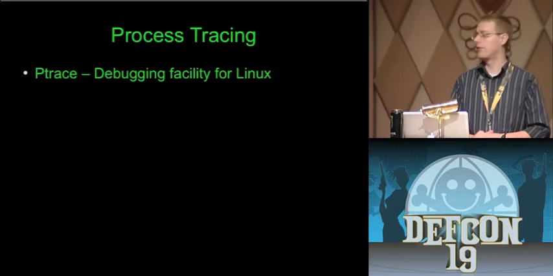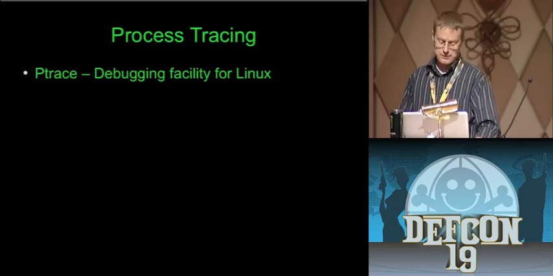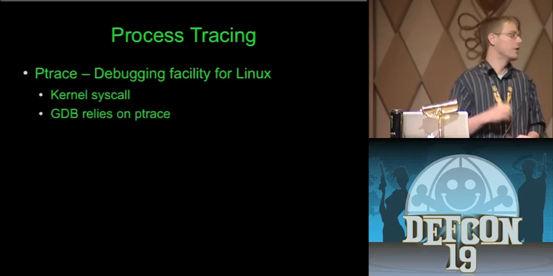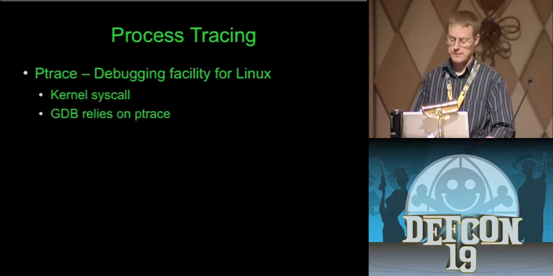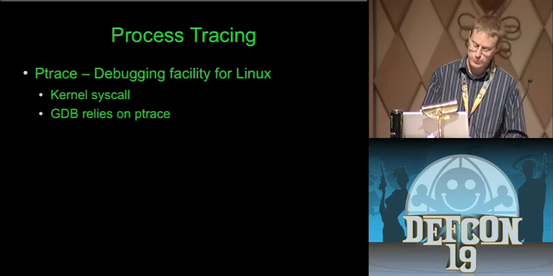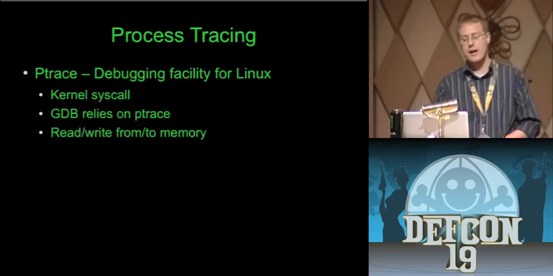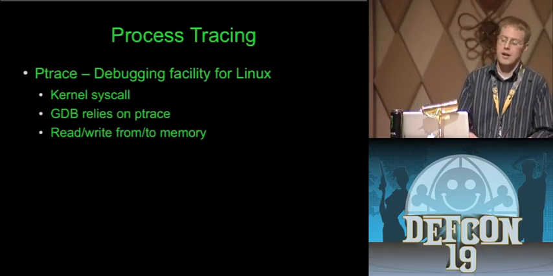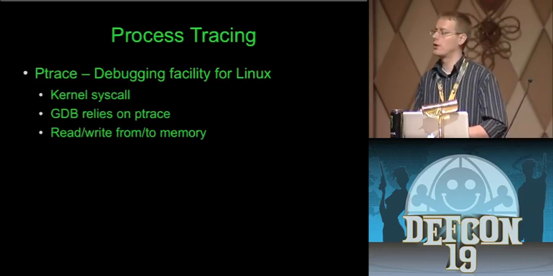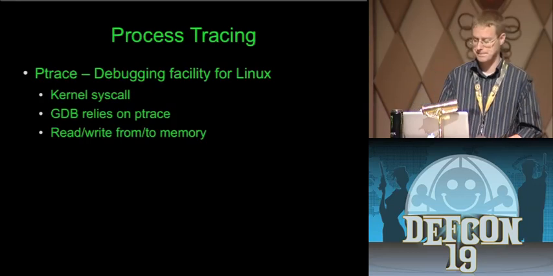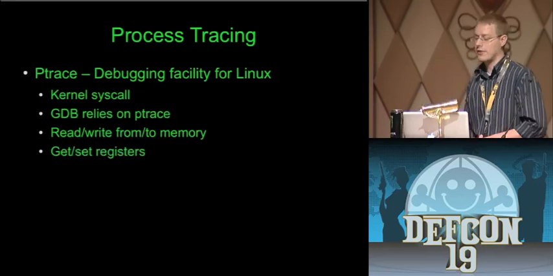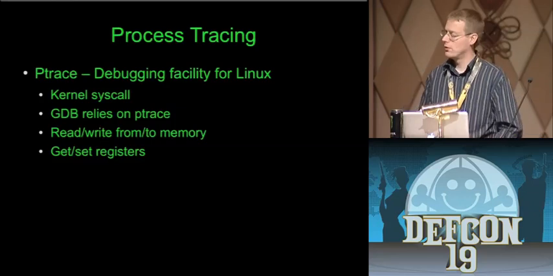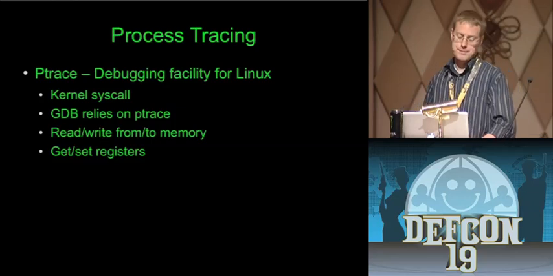ptrace is the debugging facility for Linux. It is a kernel system call, and GDB, the GNU debugger, relies heavily on ptrace. If ptrace didn't exist, GDB wouldn't. It allows you to read and write from and to arbitrary memory locations, if it's valid. And you can write to memory locations that are marked as read-only. It allows you to get and set registers. So basically, when you use ptrace, you are God. You own the process. You own the debuggee.